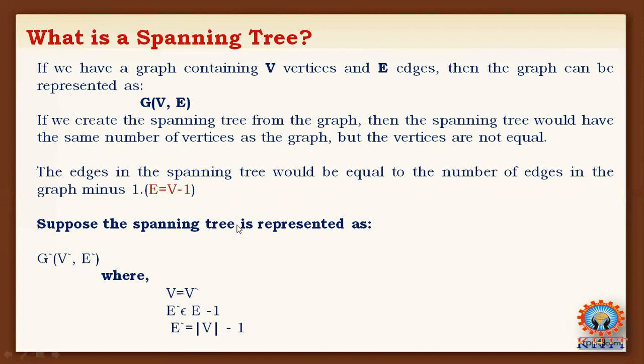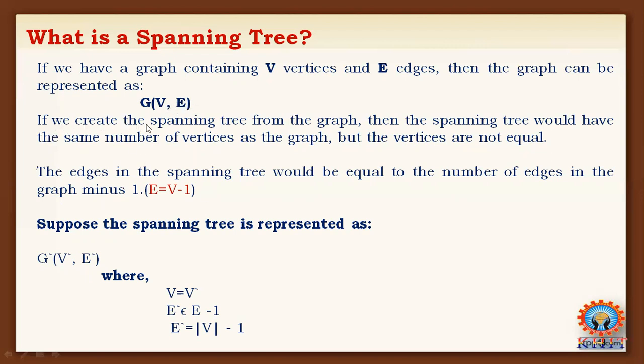From the mathematical point of view, we can define the spanning tree as follows. If we have a graph G, and the graph contains vertices and edges, then technically the graph can be represented as G(V, E), where G is a graph and contains a collection of vertices V and edges E.